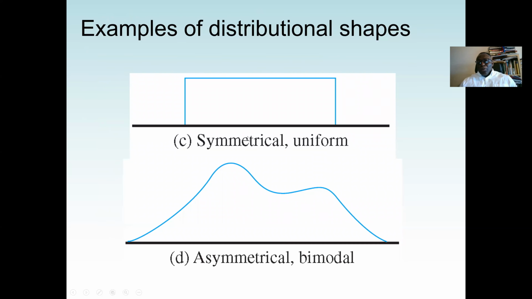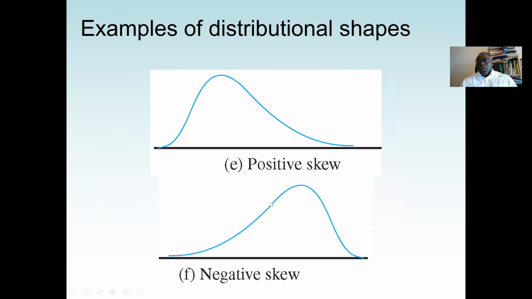Then we may have a uniform. Uniform also is symmetrical. Then a bimodal, we have 2 peaks. So we have 2 bimodals. Then we can have positive skew. Positive skew means the mean value is greater than the median. Negative skew means the median value is greater than the mean. Then the bell shape means the mean, the median, and the mode are the same, they are equal.